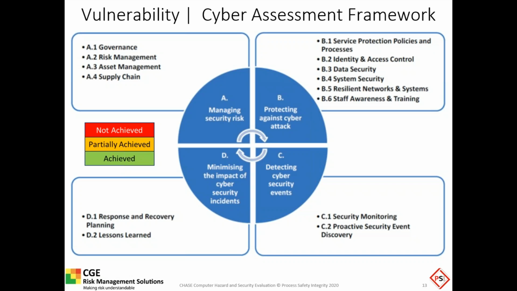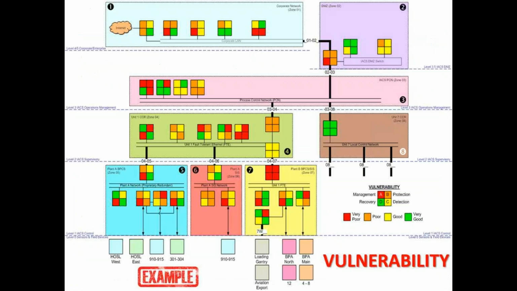So in the cyber assessment framework, there's a number of objectives, different objectives for different categories, A, B, C, and D. Depending on your self-assessment, you either achieve, partially achieve, or don't achieve those objectives, and that gives you a sense of your vulnerability. We then use that vulnerability to infer the likelihood that you will experience some kind of logical attack or logical breach.